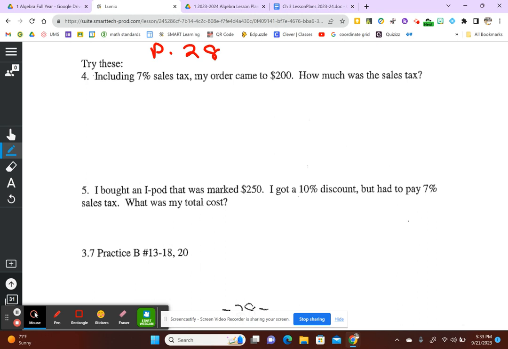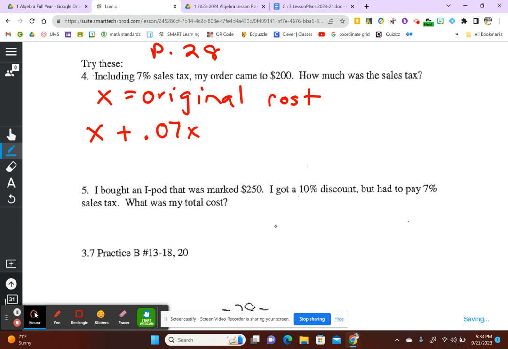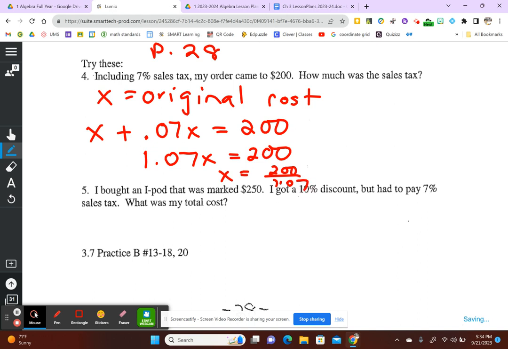So number 4 says, including sales tax, my order came to 200. How much was the sales tax? So I don't know the original cost, but I do know that if I take the original cost and I add 7% of the original cost, I will get 200. So this is 1.07x equals 200, and x equals 200 divided by 1.07.